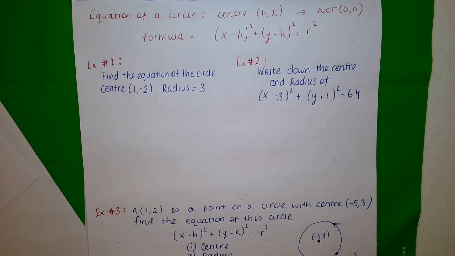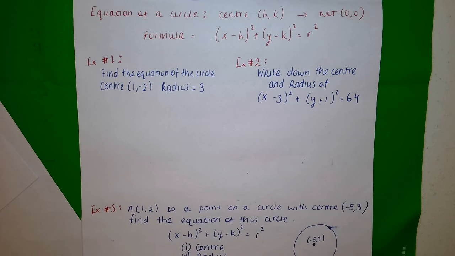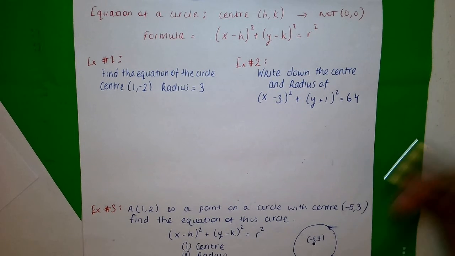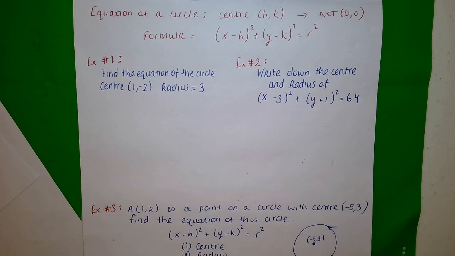In this video we're going to be looking at the equation of a circle, finding the equation of a circle with centre (h, k). Now I'll be mentioning (h, k) throughout this video, and all (h, k) represent are just coordinates that are not (0, 0). So they could be (1, 2), they could be (5, 7), they could be (-7, 8), any numbers that isn't (0, 0).